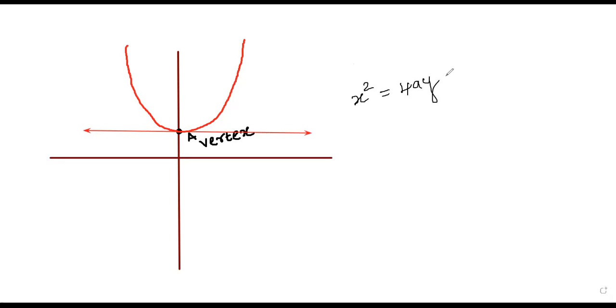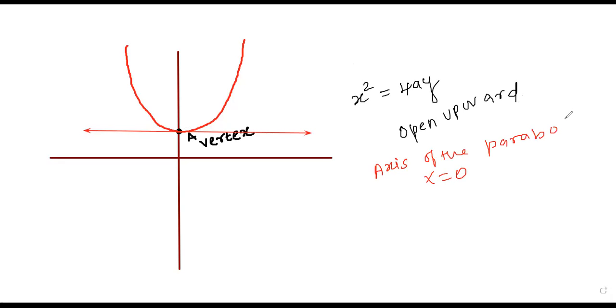And this is for x squared is equal to 4ay, which is open upward. For this, the axis of the parabola is x equals 0. That is the axis of the parabola. I'm writing it down. Axis of the parabola. And equation of the directrix. Its directrix is going to be capital D.